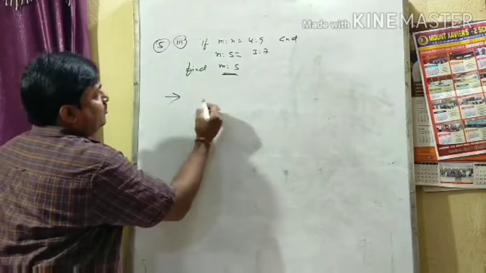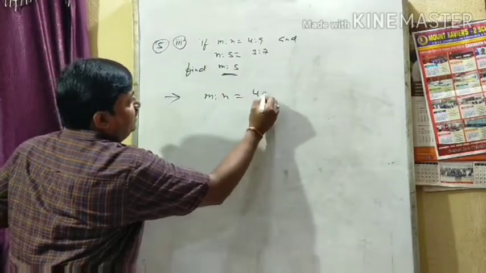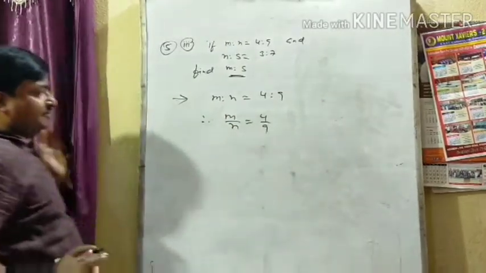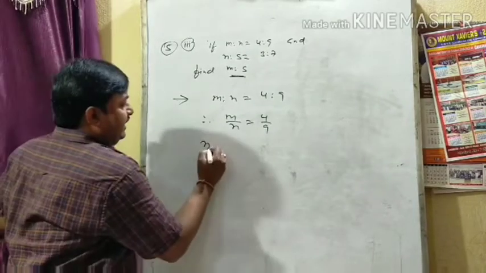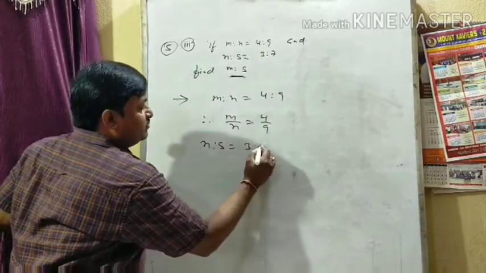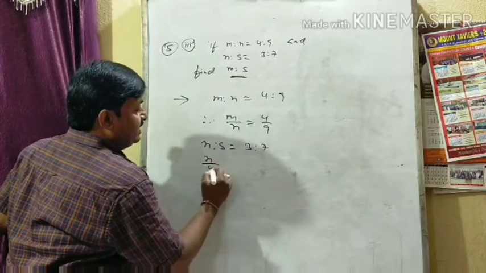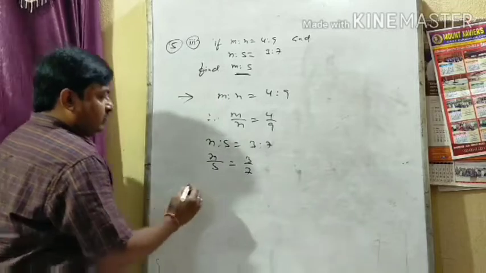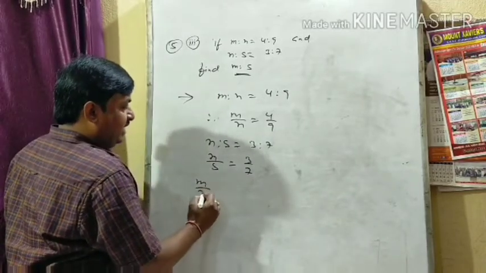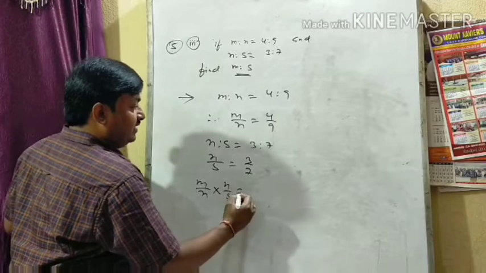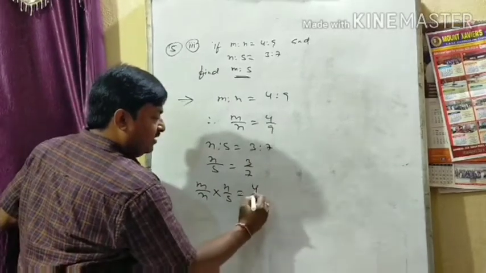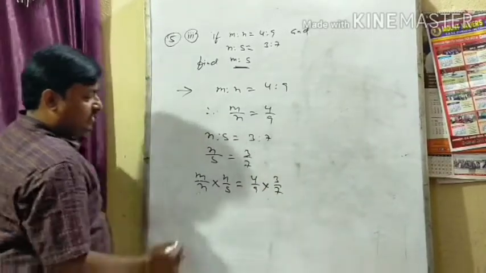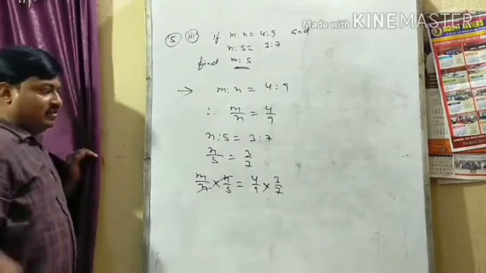So student, find the solution. m is to n equals 4 is to 9, therefore m by n equals 4 by 9. In the second term, n is to s equals 3 is to 7, therefore n by s equals 3 by 7. Now we will multiply both the ratios, that is m by n multiplied by n by s equals 4 by 9 multiplied by 3 by 7. See student, here n and n will be cancelled out.